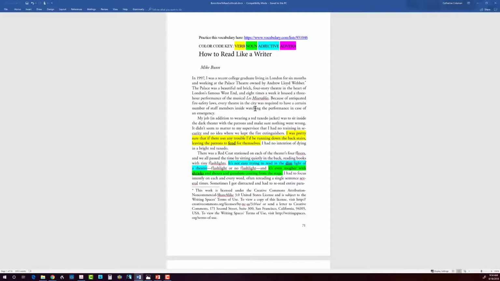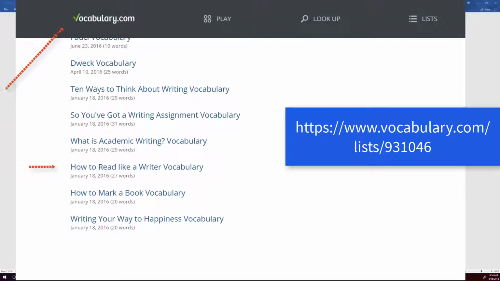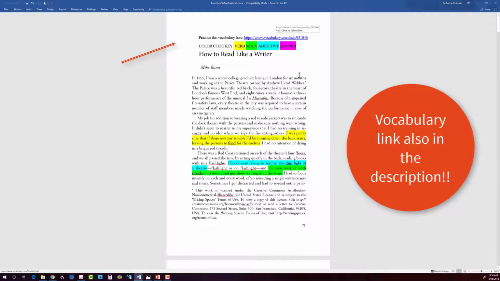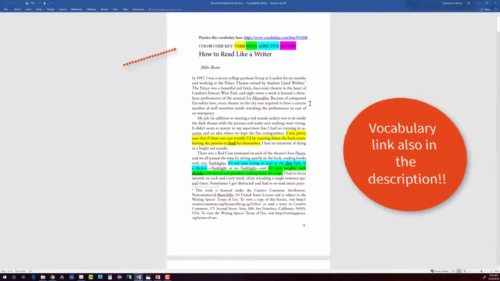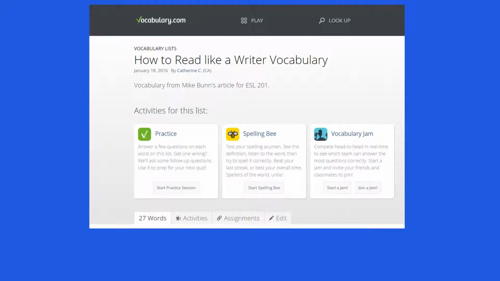This is the vocabulary review for the article How to Read Like a Writer by Mike Bunn. If you want to practice the vocabulary that I am identifying as important, I have designed for you a list at vocabulary.com, and you can see this up here. If you go to this link, you do have to create a free account at vocabulary.com. But if you do that, then you can go and you can practice this specific vocabulary.